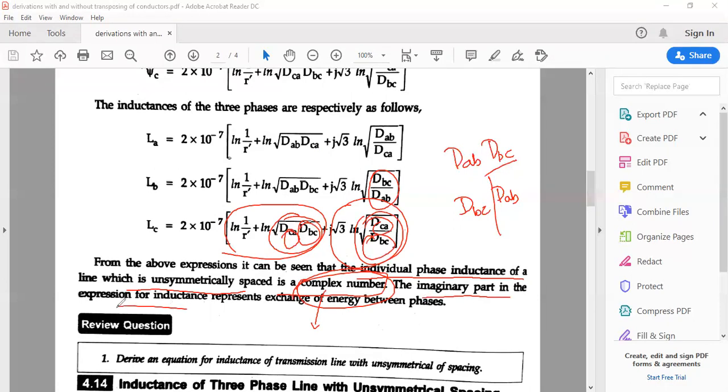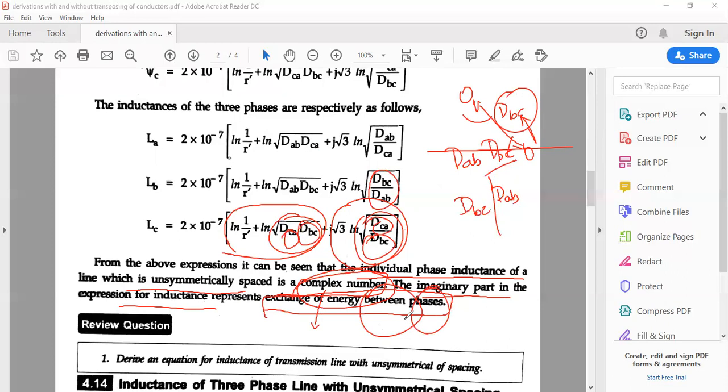The imaginary part in the expression represents the exchange of energy between the phases. As I was telling, these are spaced at an angle, or generally whatever angles are present between two lines. DBC is the distance, and there is an exchange of energy between these phases, which was absent in the case of symmetrical spacing. So here you will have the presence of energy exchange, considering inductance and capacitance to be the energy storing elements. We are talking only about the inductance term present in the transmission line.